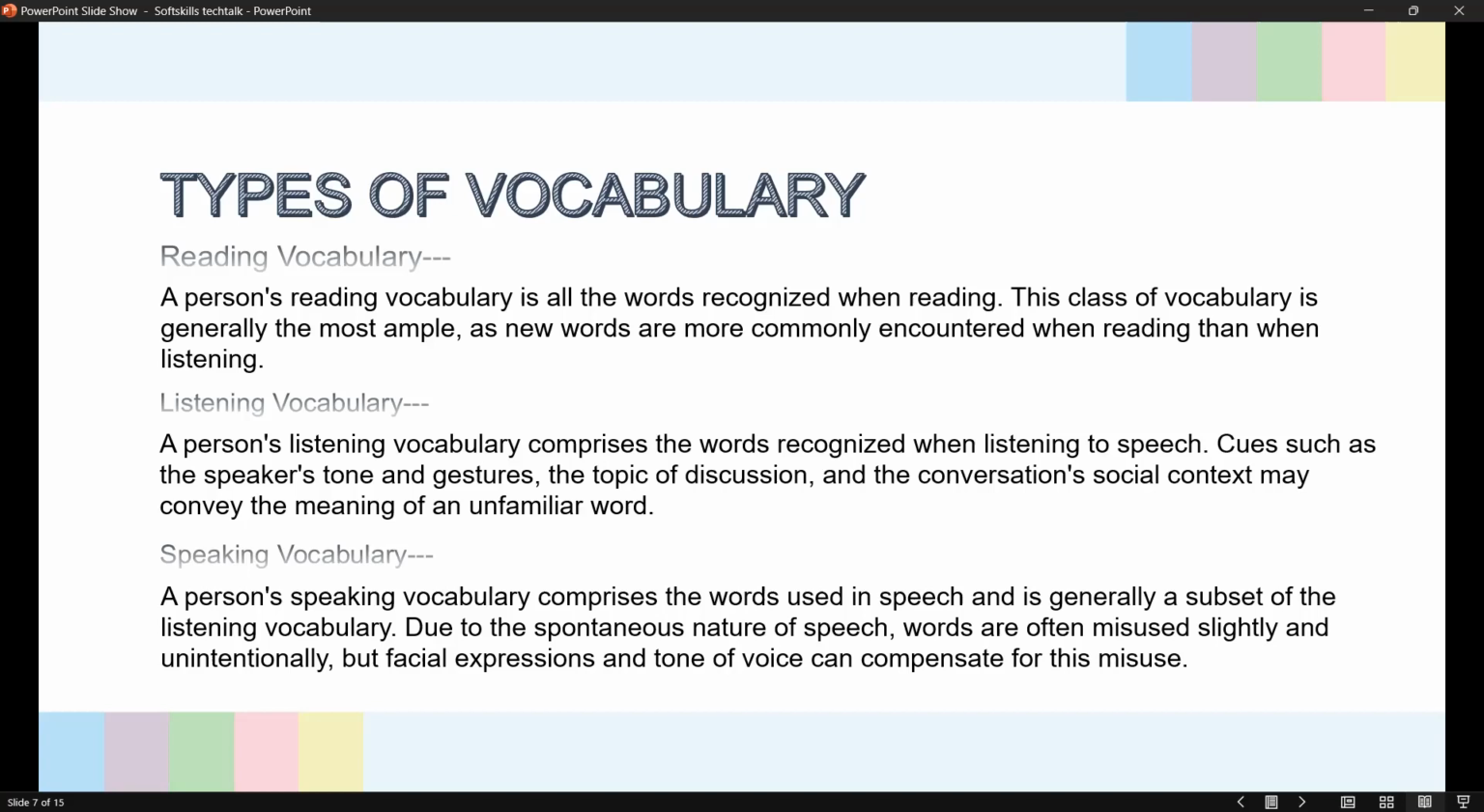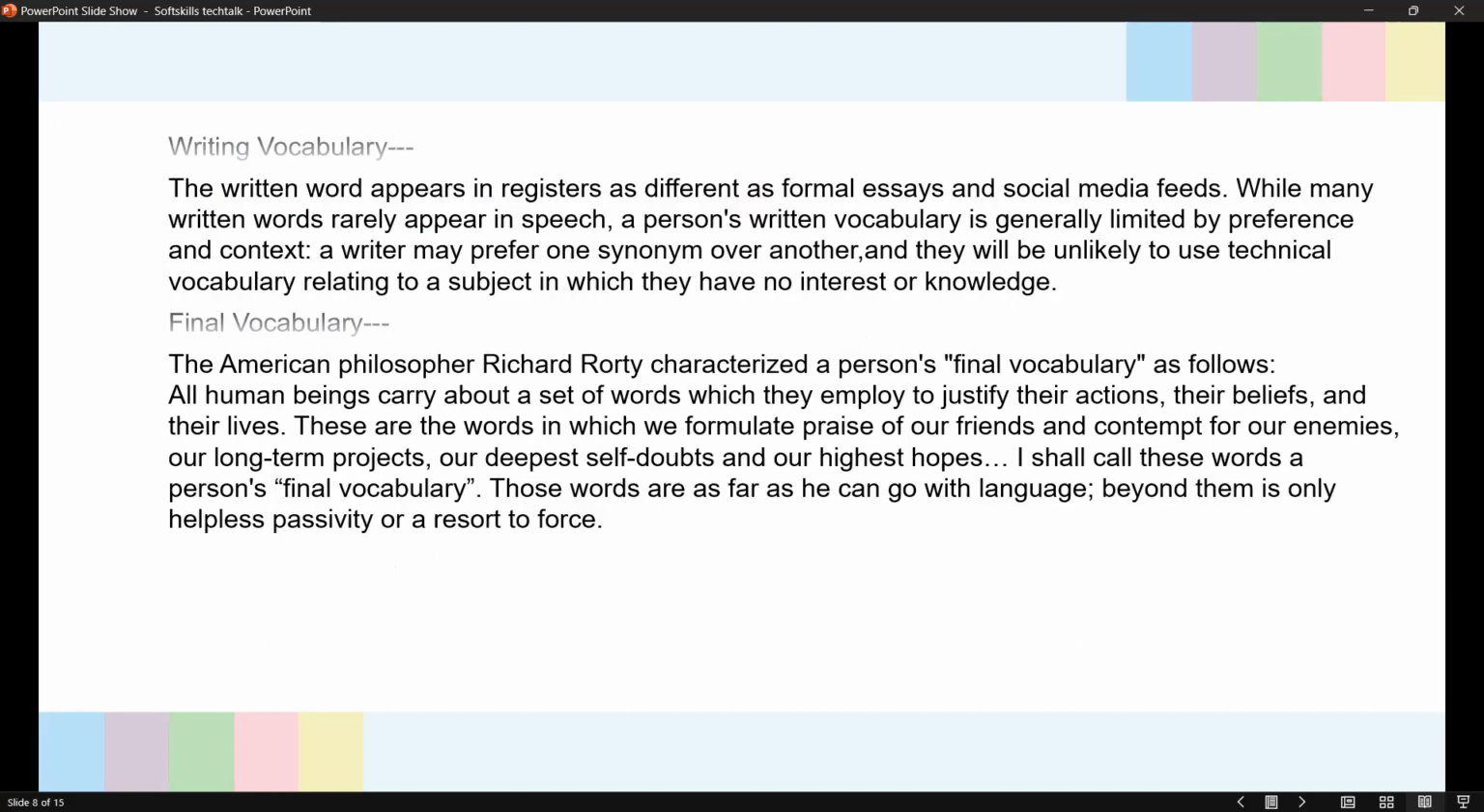Speaking vocabulary. A person's speaking vocabulary comprises the words used in speech and is generally a subset of the listening vocabulary. Due to the spontaneous nature of speech, words are often misused slightly and unintentionally, but facial expressions and tone of voice can compensate for this misuse. Writing vocabulary. The written word appears in registers as different as formal essays and social media feeds. While many written words rarely appear in speech, a person's written vocabulary is generally limited by preference and context. A writer may prefer one synonym over another, and they will be unlikely to use technical vocabulary relating to a subject in which they have no interest or knowledge.